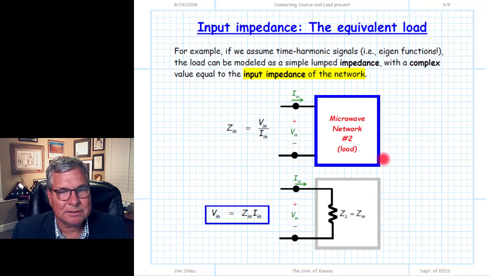So the model is pretty simple. Again, we have a passive one-port device. We characterize it by its impedance. It is the input impedance of the one-port device, and therefore it is the load of the source that's connected to it.